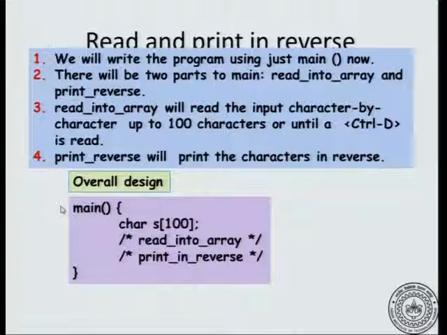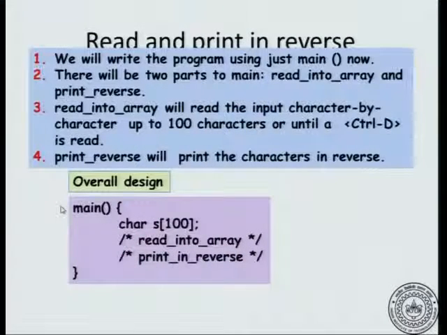The read-into-array part of the program will read the input character by character until one of two events happen. The first is 100 characters have been input, because you have declared the array of size only 100, so you can read only 100 characters. Once you reach that, you should stop. Otherwise, before you reach 100 characters, maybe the user pressed Ctrl D to say that I am done with the input. In that case also you have to stop reading the input. Now print reverse will print the characters in reverse.